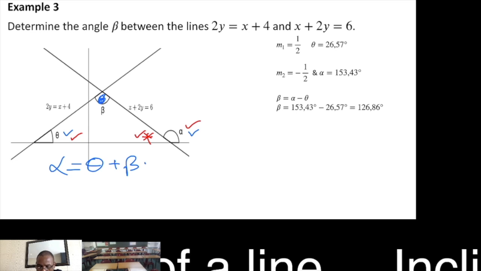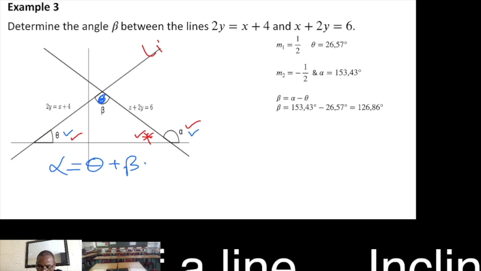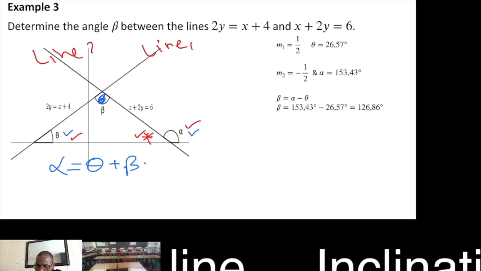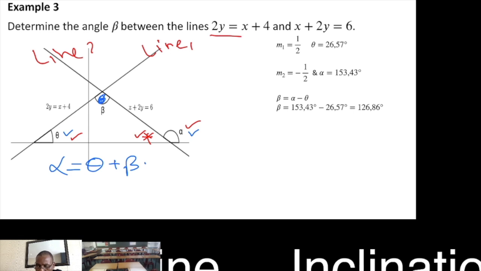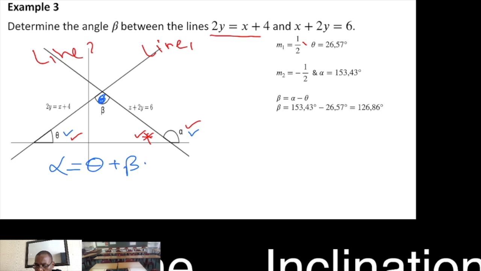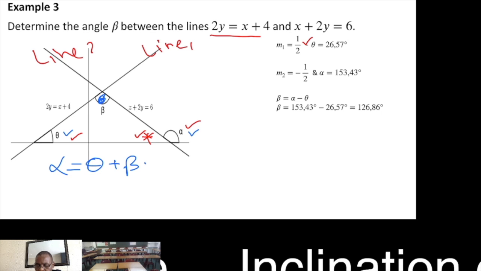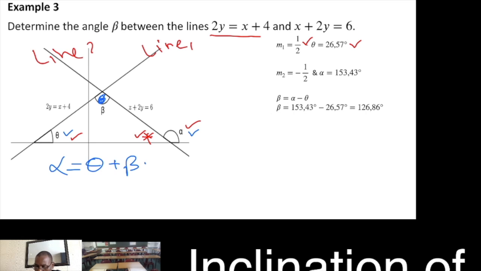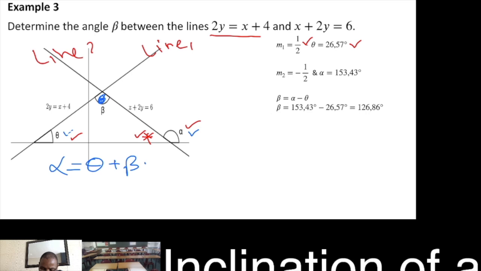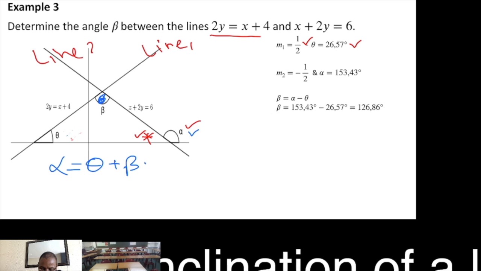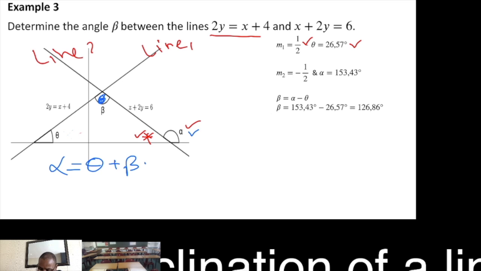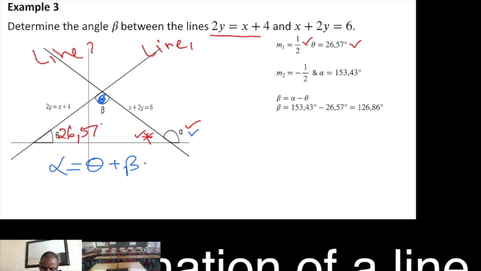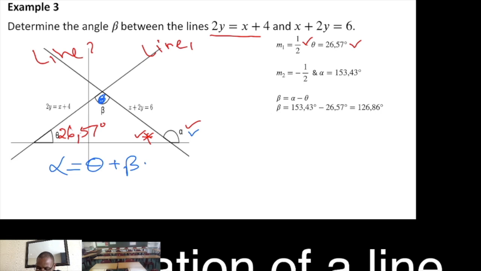I worked out the gradient of this line. This is my line 1, and this is my second line. And so rearrange this equation, you will get the gradient equal to half, and then put that into tan theta is equal to m, you will get theta is equal to 26,57. So this angle here is 26,57. So you need to work out the angle of inclination.